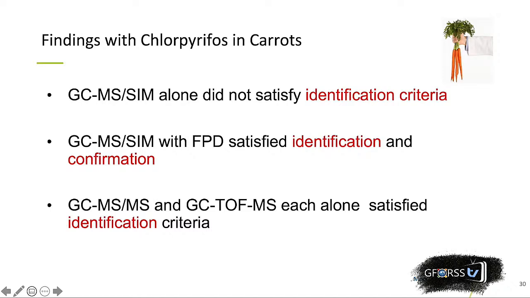So the findings in this case are that GCMS single ion monitoring alone did not satisfy identification criteria, since only 2 diagnostic ions with the proper ion ratios were free from interferences. GCMS single ion monitoring combined with FPD did satisfy identification and confirmation, since they are 2 different detectors and the retention times matched for chlorpyrifos. GCMSMS and GCTOF-MS each alone satisfy the identification criteria, since diagnostic ions with the proper ion ratios were free from interferences. These also satisfy confirmation criteria.